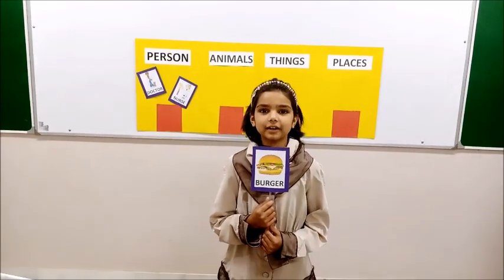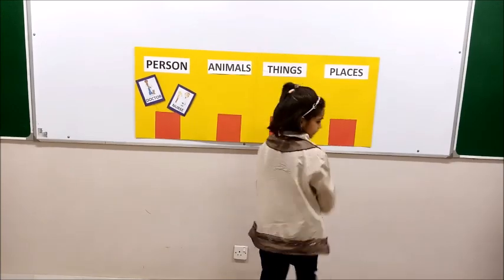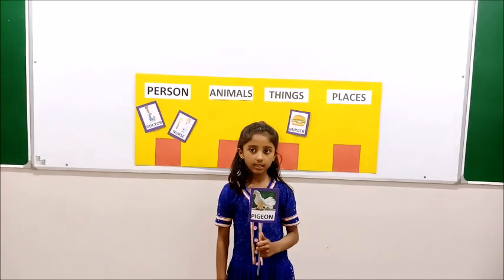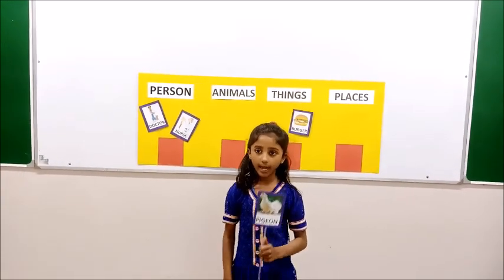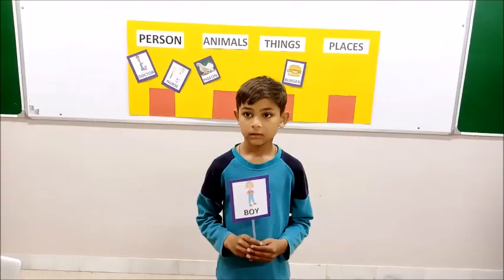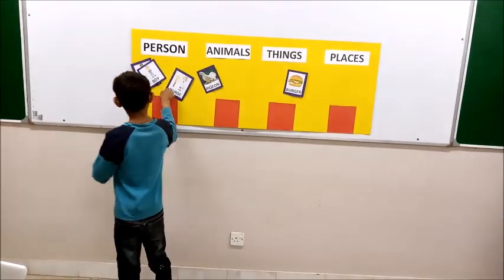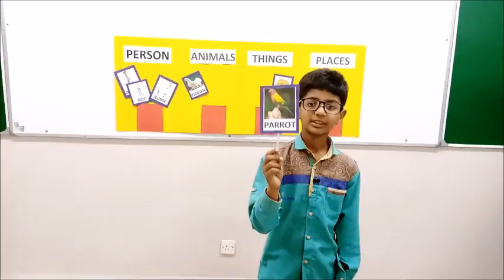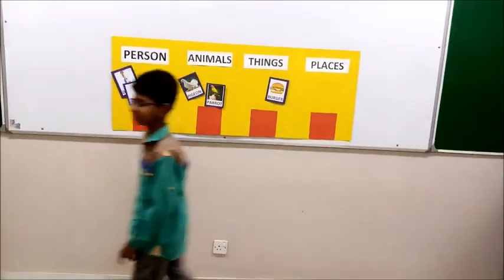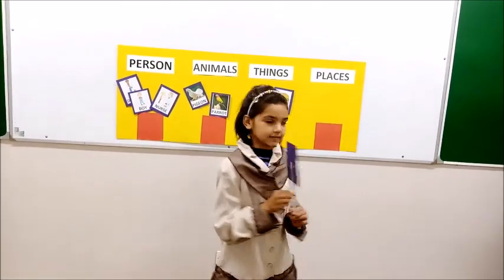This is a burger. Burger is a thing. This is a pigeon. Pigeon is an animal. Bird. A parrot. Parrot is an animal. This is a cell phone. Cell phone is a thing.